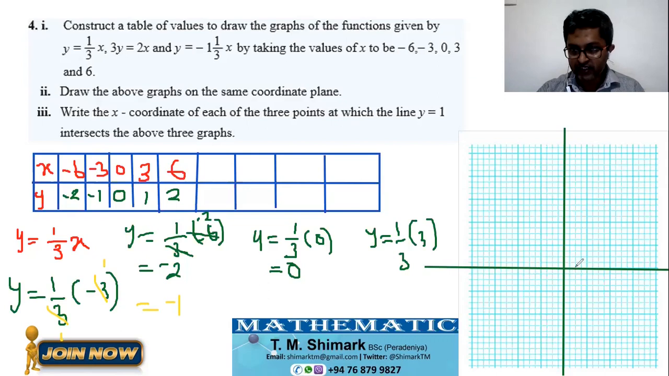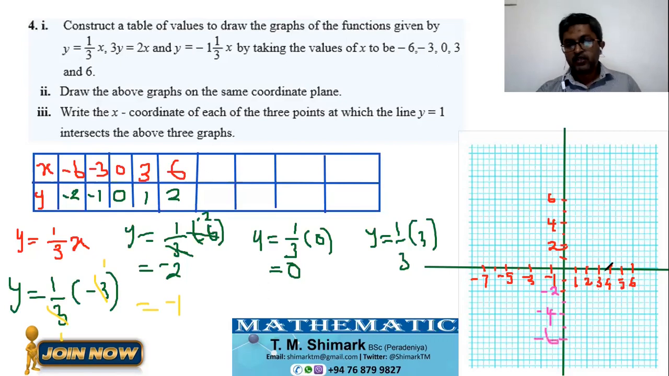I will take this small 2 as 1, no? 1, 2, 3, minus 1, minus 2, minus 3, minus 4, minus 5, minus 6, okay. So now mark the points. Minus 6, x is minus 6 means y is minus 2, right? Minus 5, minus 6, x is minus 2, y is minus 2 is this place, exactly this place, right?